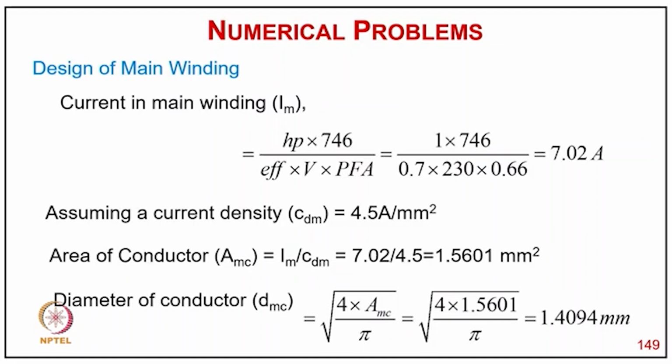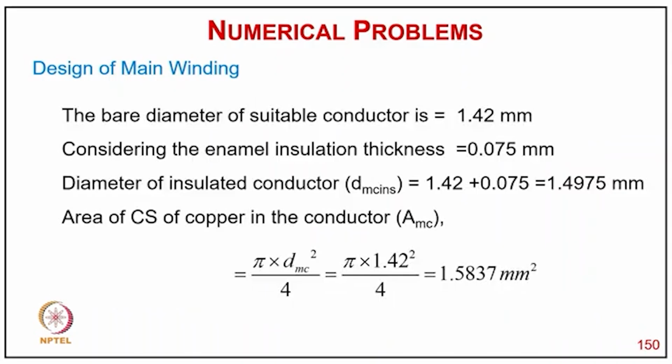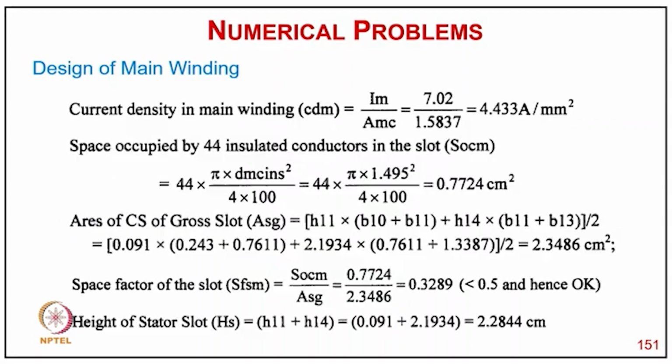Assuming a current density of 4.5 ampere per meter square, the area of the conductor, IM upon CDM, comes to around 1.5601 millimeter square, and the diameter of the conductor, under root 4 into area by pi, comes to 1.4094 millimeter. So the bare diameter of a suitable conductor is 1.42 millimeter, and considering enamel insulation of 0.075, the diameter of the insulated conductor, adding both, comes to 1.4975 millimeter. The area of cross section of copper in the conductor is pi dmc square by 4, so it comes to 1.5837 millimeter square.